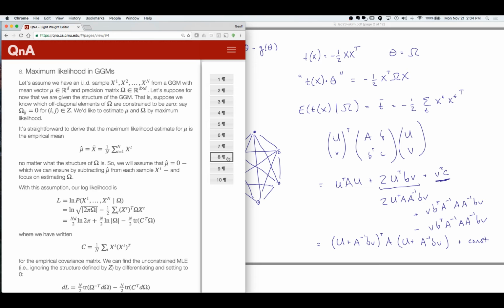Let's see. So for fitting, we're going to start with an IID sample that's drawn from a distribution that's represented by a Gaussian graphical model. Right? So we have, let's say, n sample vectors.